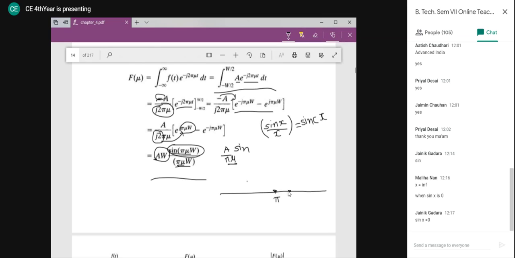At 2 pi it is going to be 0, right? Same way at 3 pi, it is going to be 0. At k pi, it is going to be 0, right? Same way at minus pi, because sine of minus pi divided by minus pi is going to be 0. And at minus 2 pi, my function sinc x is also going to be 0, right?